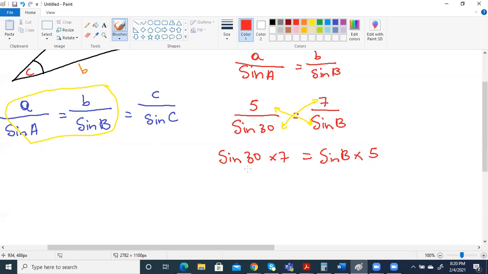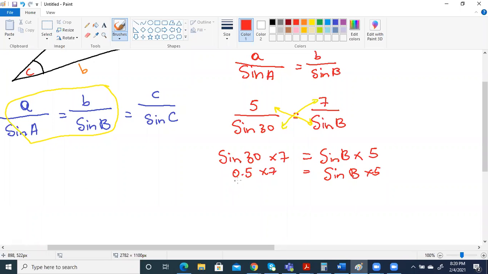Let me just do that. Or somebody else can. Sine 30 itself is 0.5, times 7, equals sine B times 5.